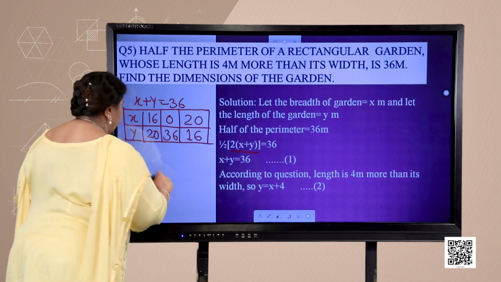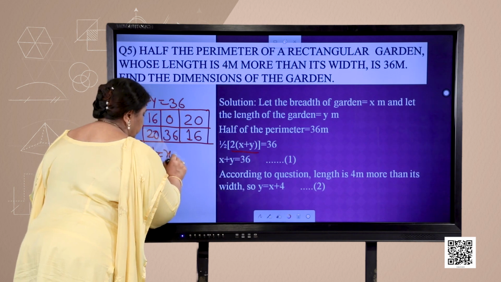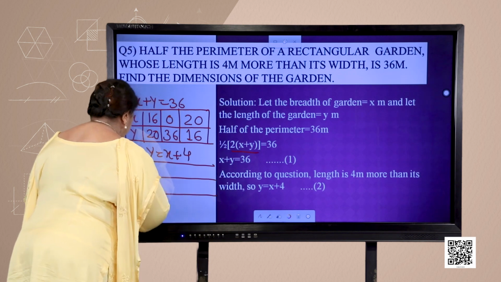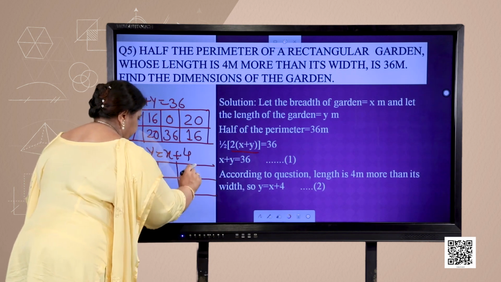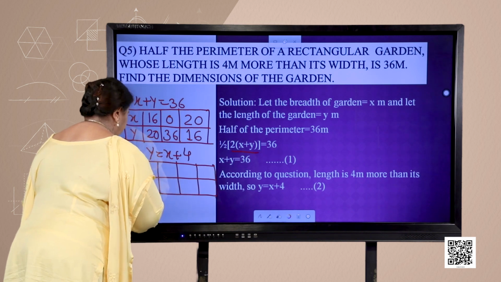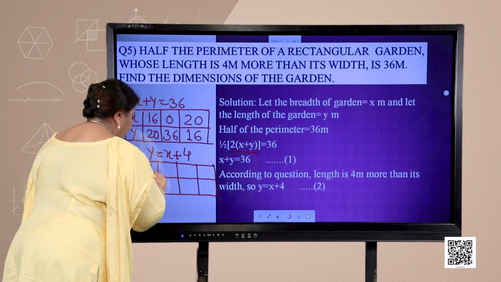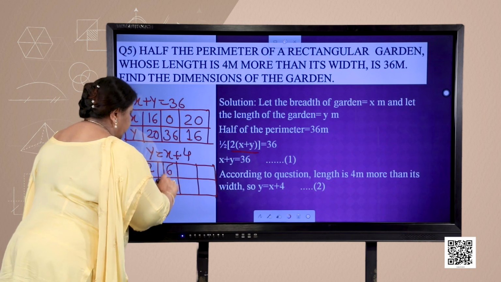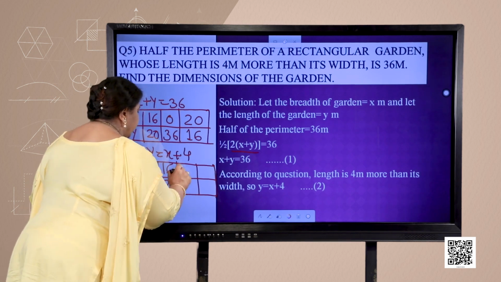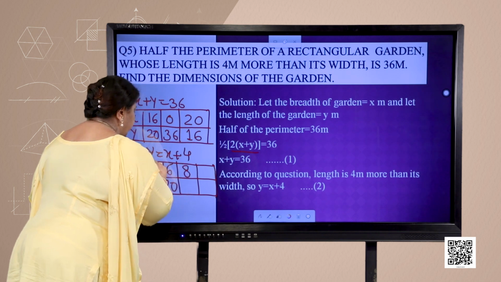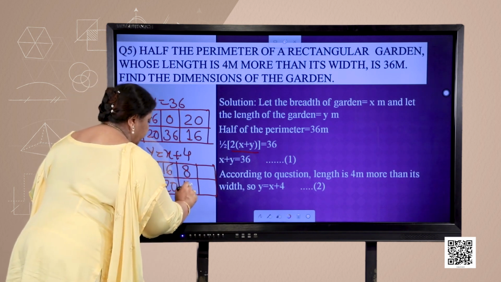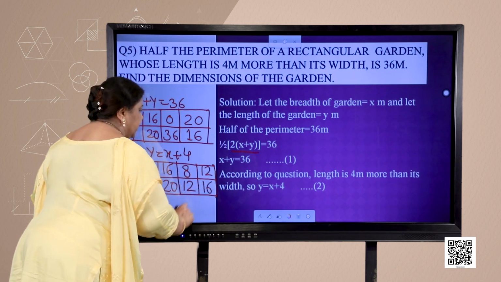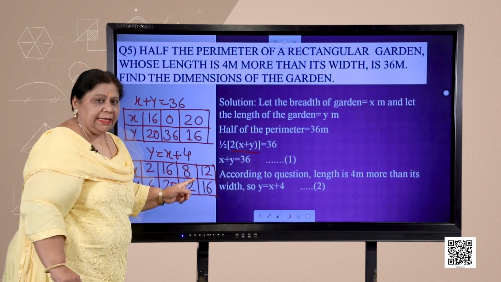Likewise, for the second equation, I have y is equal to x plus 4. Let us find out the points. If I take x as 2, I get y is equal to 6, and if I take x is equal to 16, y is equal to 20, and if I take here 8, what is the value of y? 8 plus 4 is 12, and if I take the value as 12, what is 12 plus 4? It is 16. Now, let us plot these points and see in the graph.